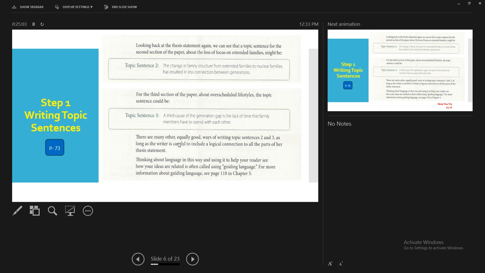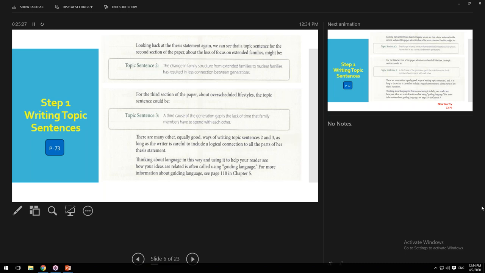Again, the 3 questions: does it connect to the topic of the thesis? The gap between generations. Yes, Mariam, thank you. Okay, Reem, thank you. Good. Because it's here, generation gap, it's there. Does it connect to the focus of the thesis? Remember the 3 points? Does it connect to one of them? Yes, okay, good. And which is the third cause, is good.